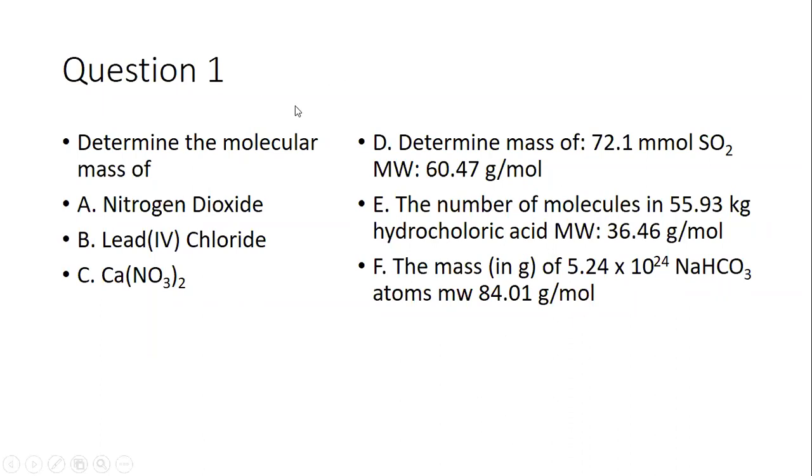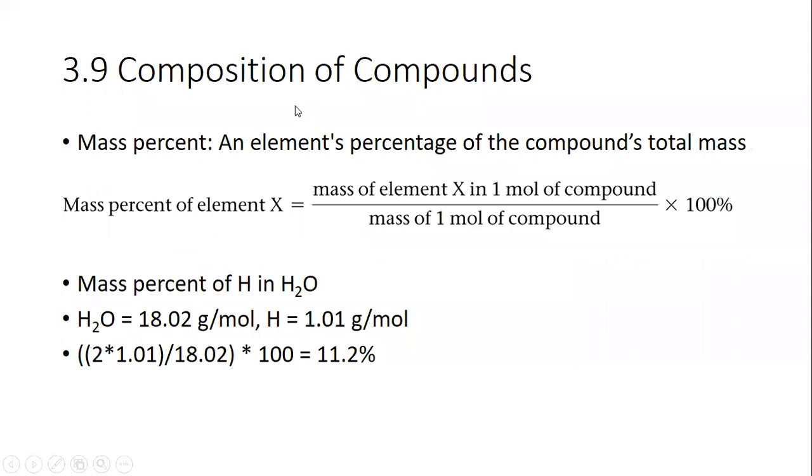All right, so now let's actually get on to material. What we need to talk about right now is composition of compounds. And we're going to talk about mass percent. Mass percent is simply looking at a compound and seeing what percentage of the weight of that compound is made from a particular element.